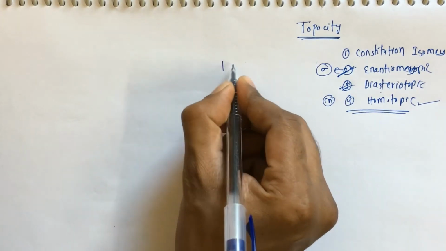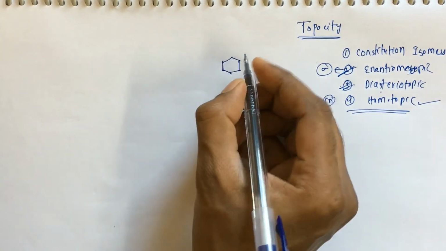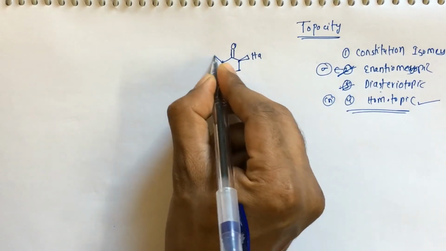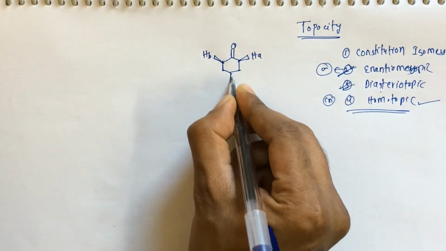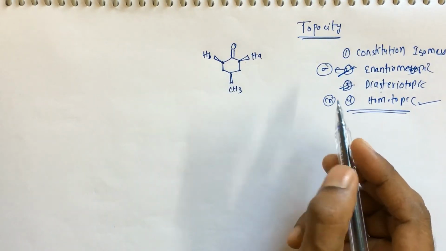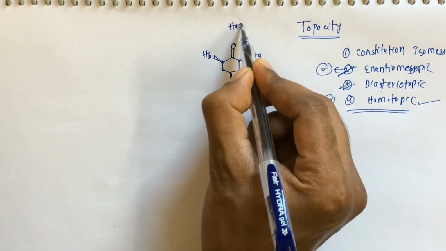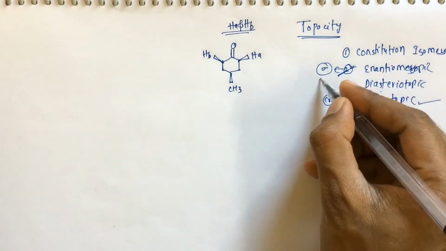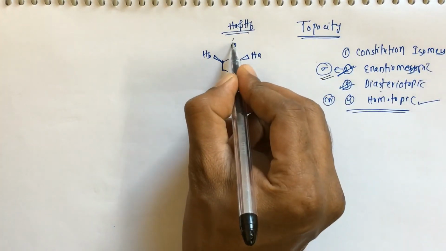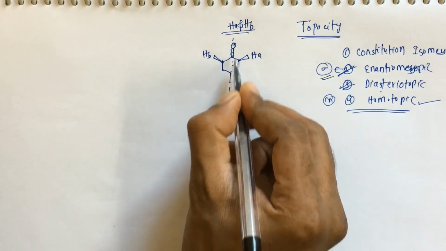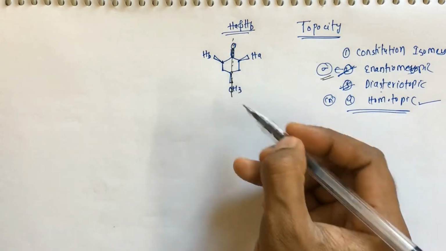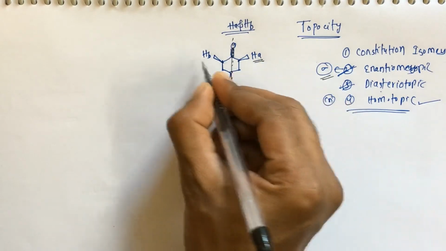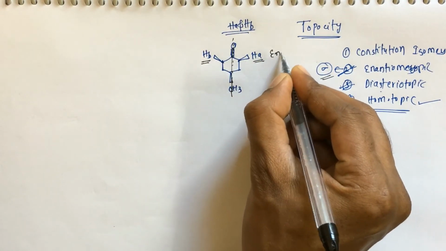So we'll take one simple example here. Here we have hydrogen, this is Ha, and this is Hb, and here we have a methyl group. So the question is, what is the relationship between Ha and Hb? As I said, if a plane of symmetry is there, that is enantiotopic. We can pass a plane like that, so we have a sigma plane of symmetry in this case. Because of that reason, Ha and Hb have an enantiotopic relationship.